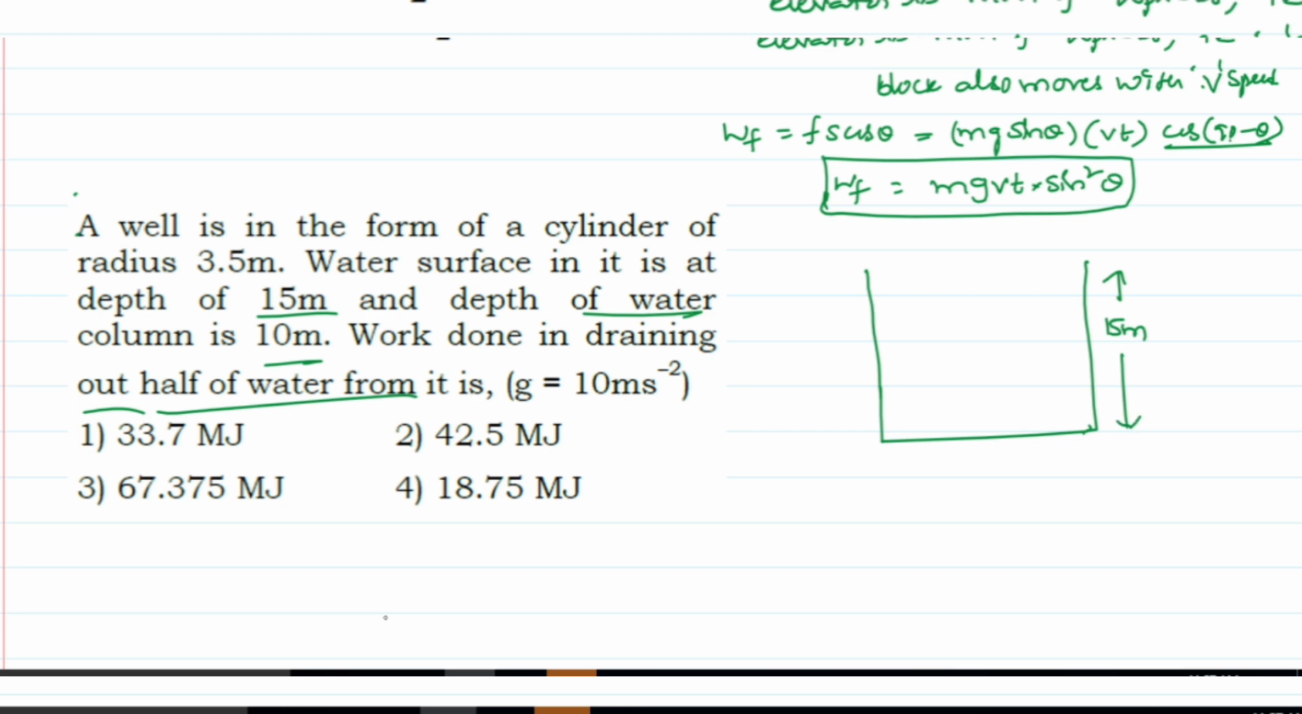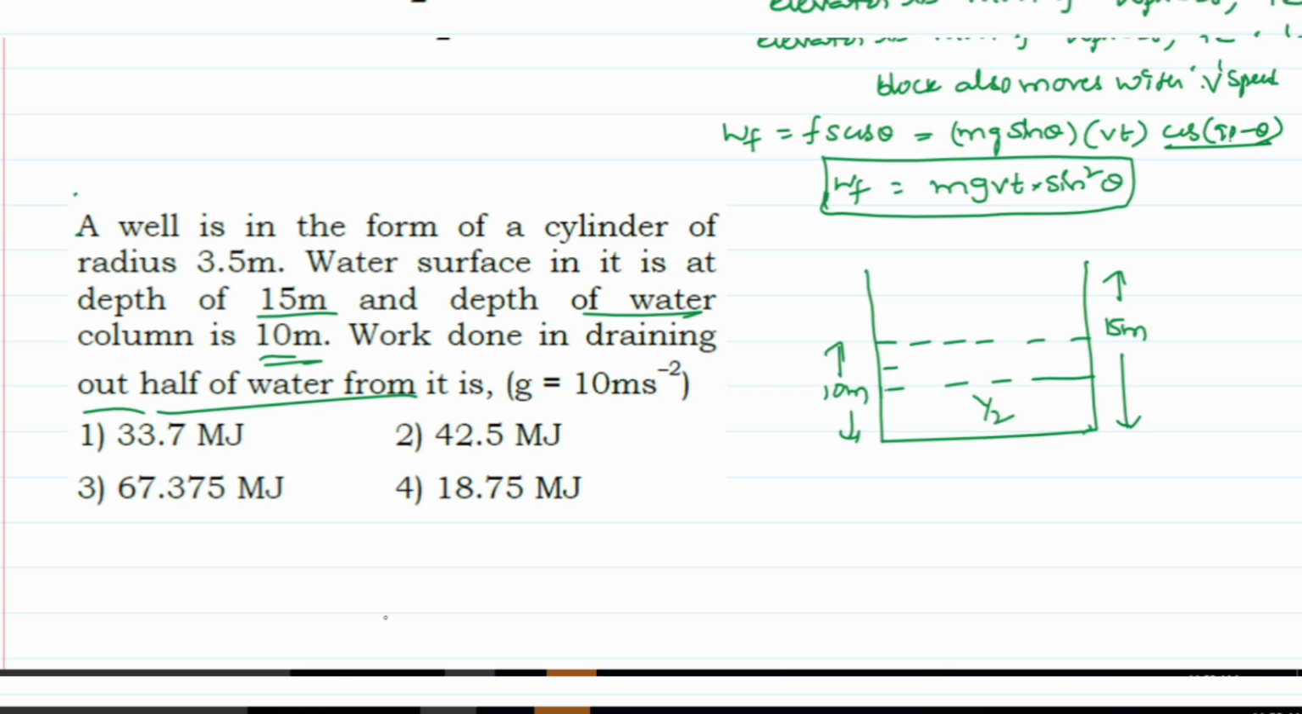And the depth of the water column is given as 10 meters. The water column is up to 10 meters, so here you will be getting up to 10 meters distance. So you are going to be draining the water, half of the water, right?